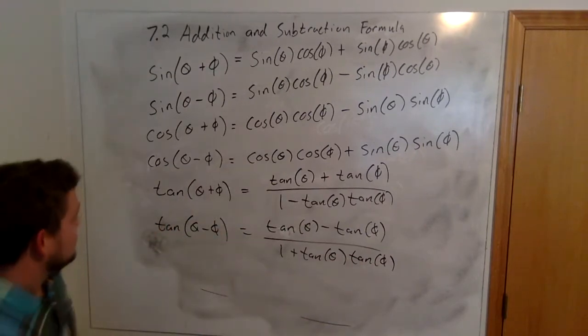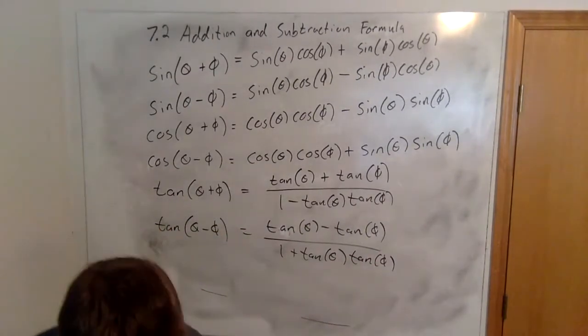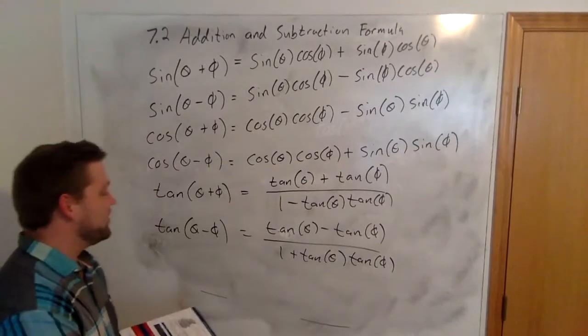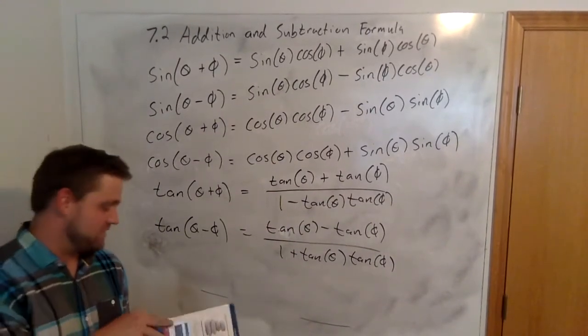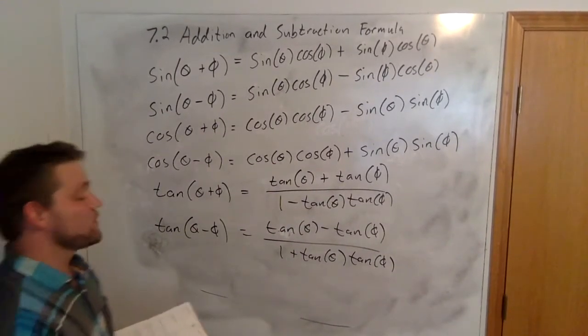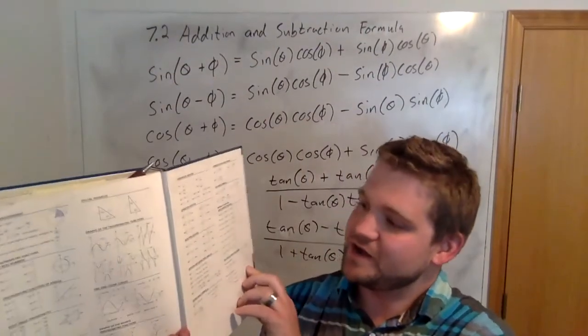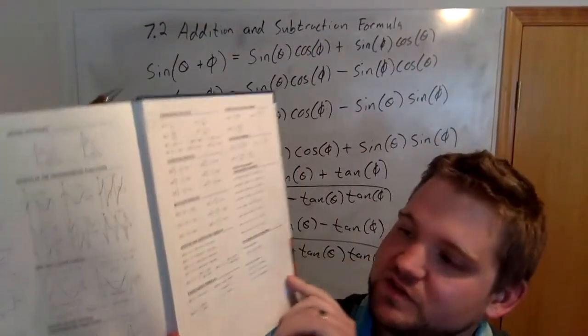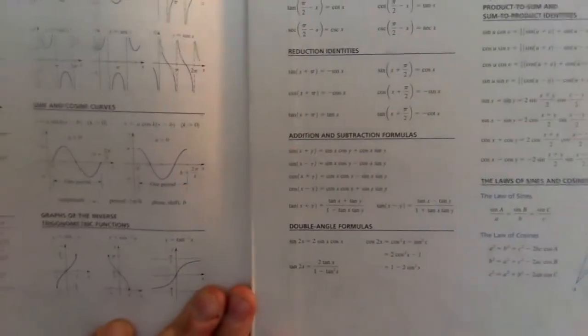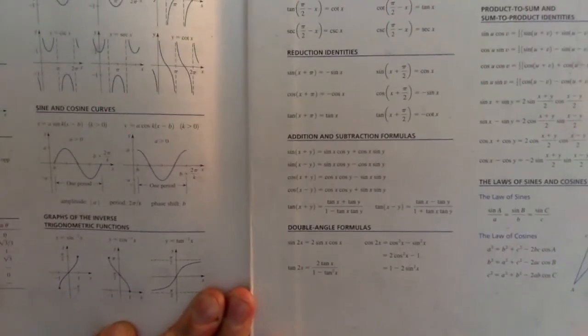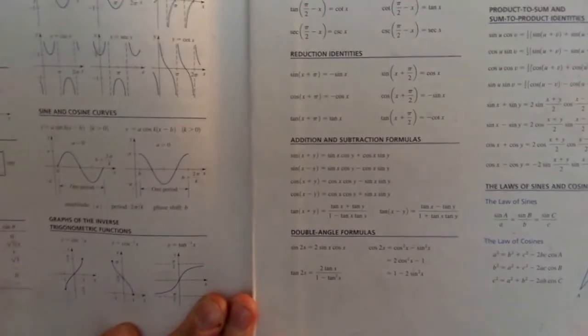Okay. So, in the case that you do not have these memorized, the back of the book is going to be your best friend. So let me show you. All the trig identities that we're going to learn in this section and in the next are all in the back of your book. So the very back of your book, you'll see them all here. We're doing the addition and subtraction formulas. There they are. They're using x's and y's. I was using thetas and phis, but there they are.